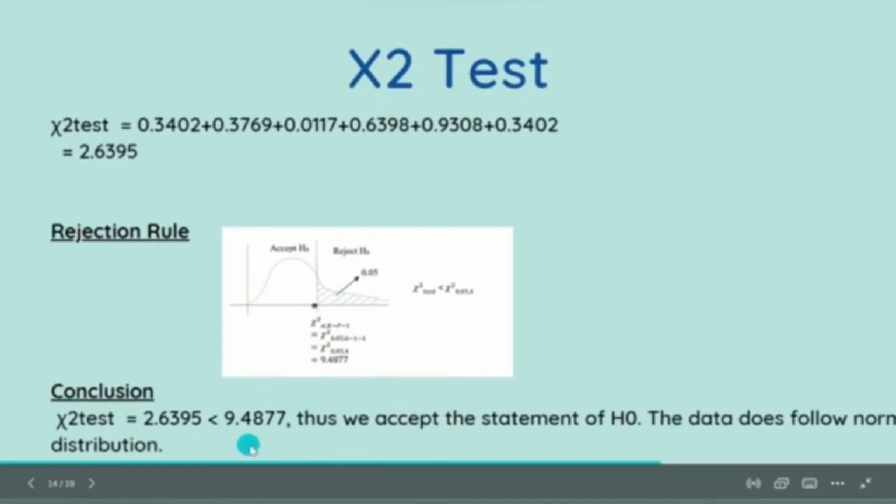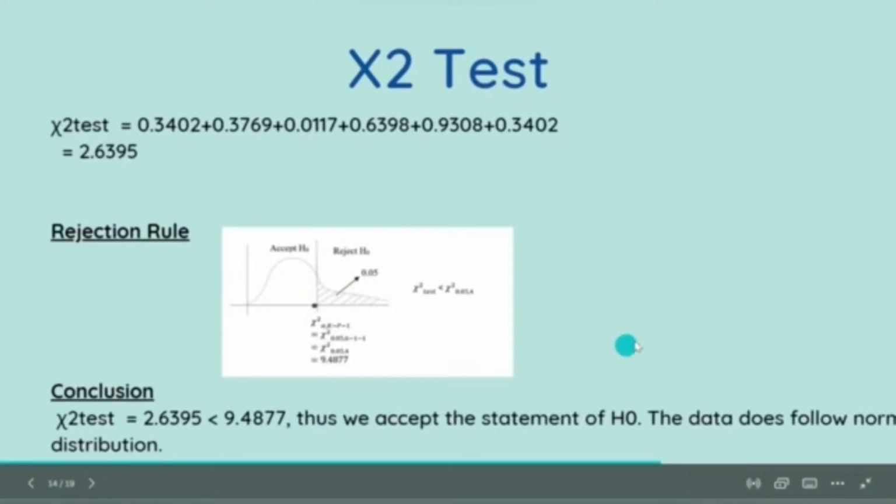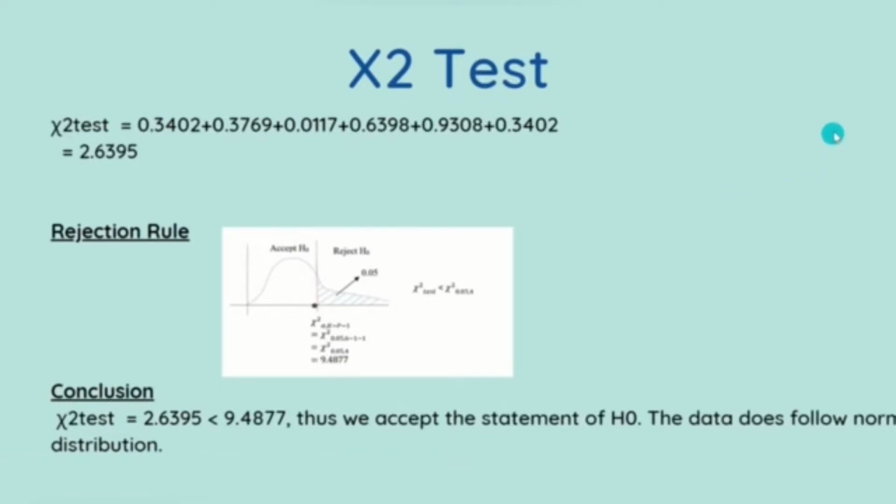Since the x square test is smaller than the x square alpha, v, in this case we can conclude that H0 fails to be rejected and the data is following the normal distribution based on the requirement with 350 mg mean and the standard deviation of 4.